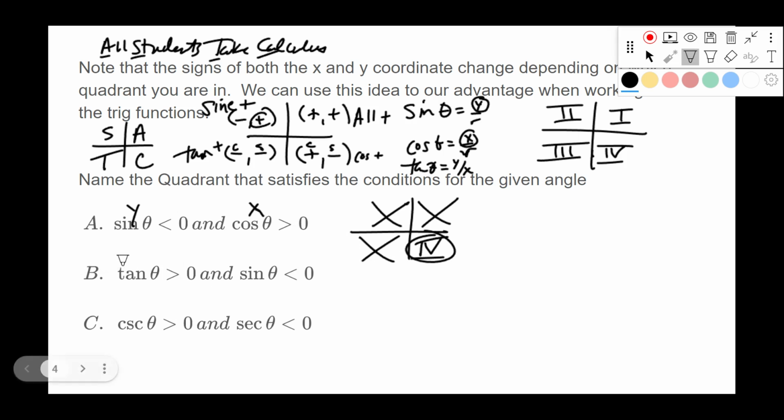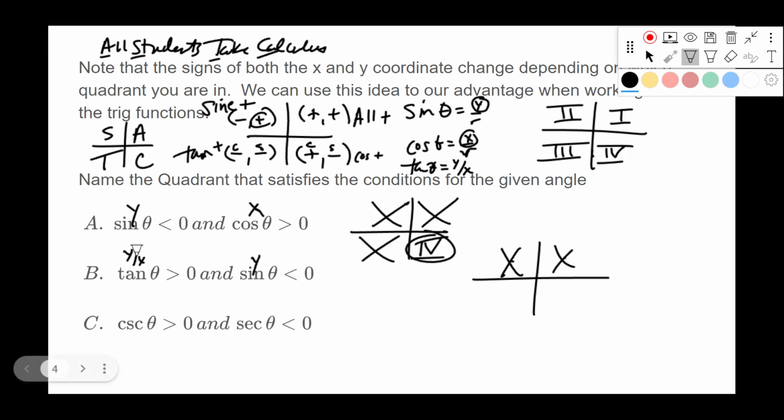Letter B asks where the tangent is positive and the sine is negative. The tangent is the y divided by the x, and the sine is the y. We're going to go for sine is y first. So let's come over here. Sine is the y coordinate. The y coordinate has to be negative. So it's not in 1, and it's not in 2. The y is positive here and there, so they're not right. So it's either 3 or 4.